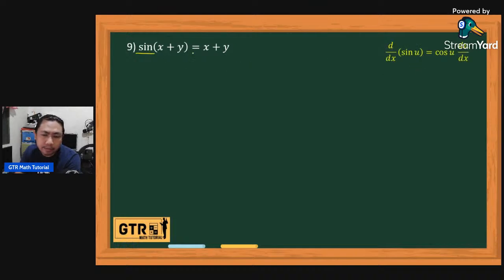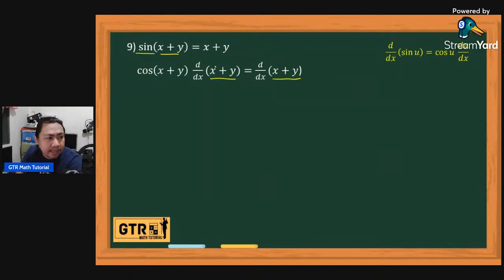So differentiate both sides with respect to x. The derivative of sine is cosine of x plus y times the derivative of x plus y. So use implicit differentiation. The derivative of x is 1. The derivative of y is y prime. Okay, so we have cosine of x plus y times 1 plus y prime equals, same term, 1 plus y prime.